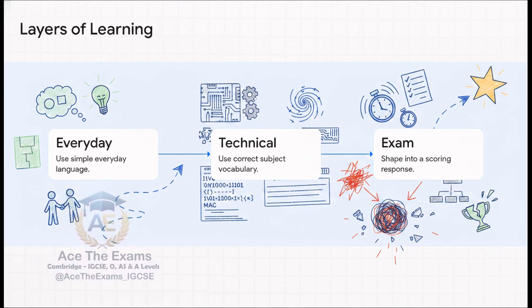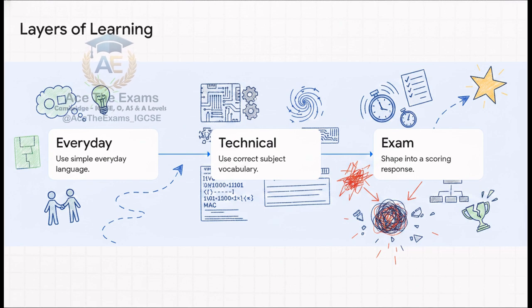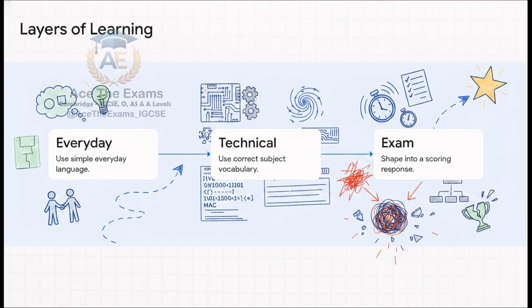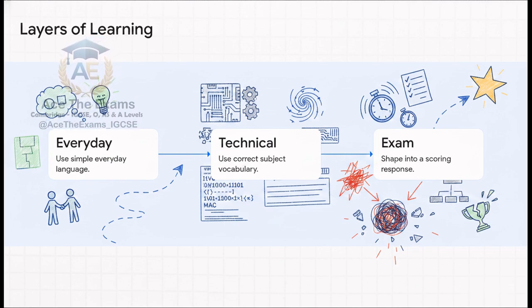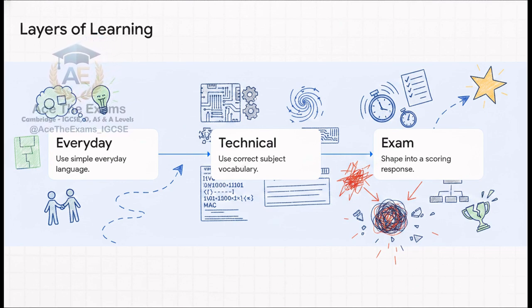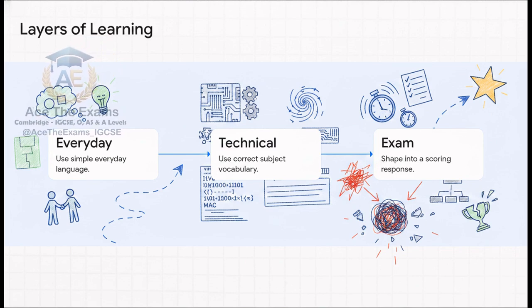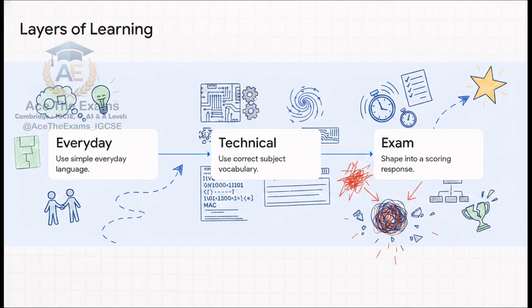But here is where the tragedy happens in the exam hall. Most students stop at Step 2. They think they know a topic until they hit Step 3, the exam explanation. Step 3 is where the idea is shaped into a structured, logical response that actually scores marks under strict time pressure. How do we bridge the gap between Step 2 and Step 3? We use the PEAL framework. That stands for point, evidence, explanation, and link.